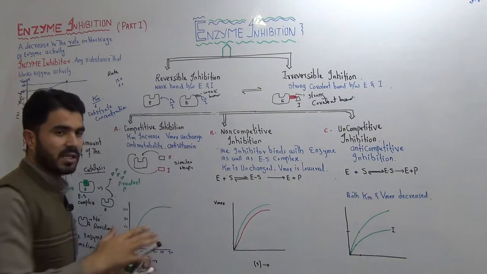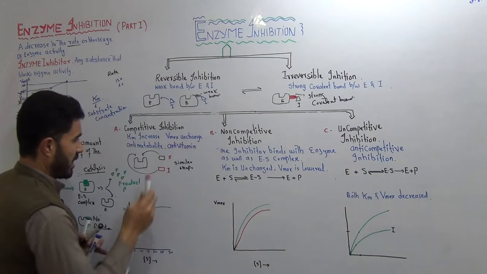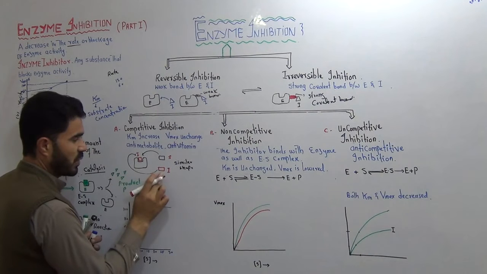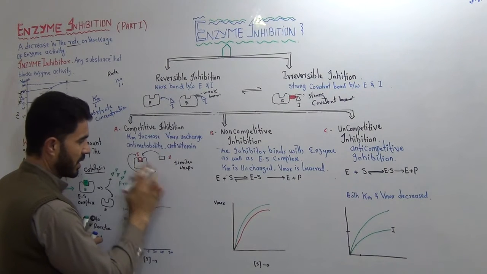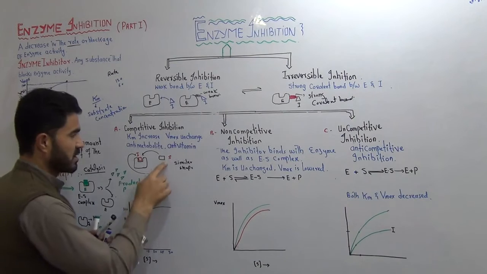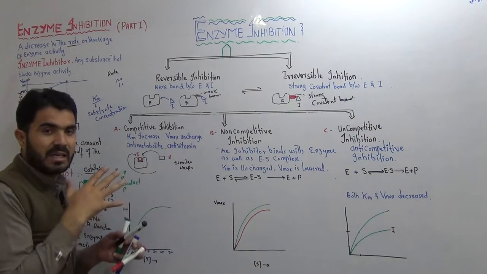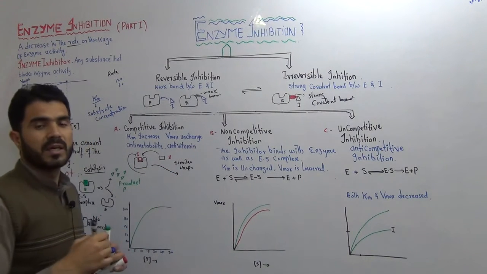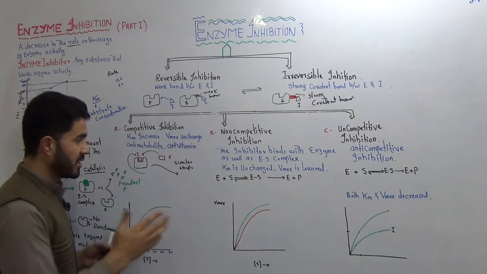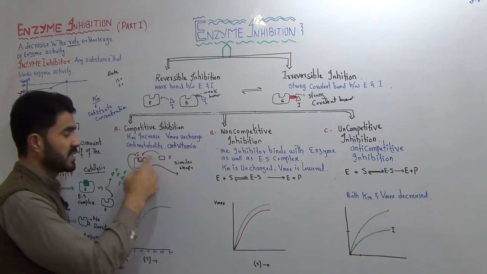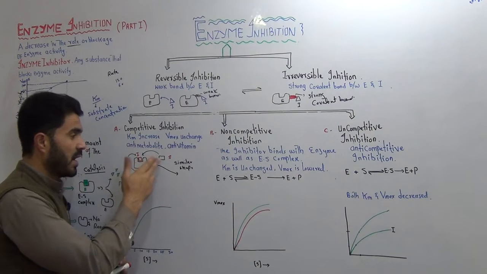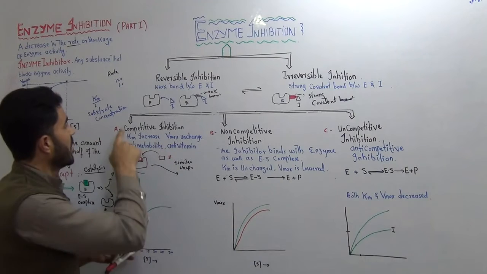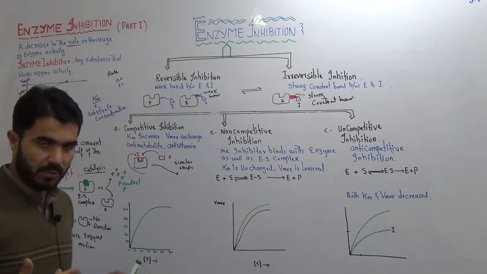Let's suppose the inhibitor won. Okay, then the inhibitor came here, this is our inhibitor I. When the inhibitor comes here and attaches at the active site, then the substrate will not be able to attach. So if the substrate is unable to attach, do you think some reaction will take place? No, the reaction will not take place because the substrate is not attached to the enzyme, and of course it will not be catalyzed. Therefore the reaction is blocked, and this is called competitive inhibition.